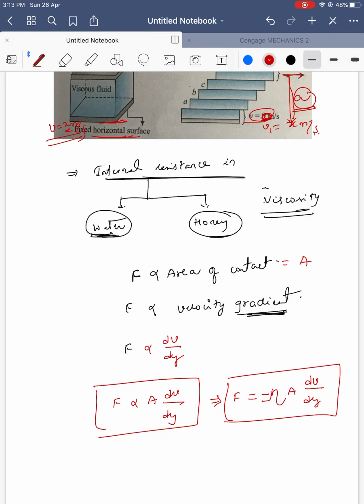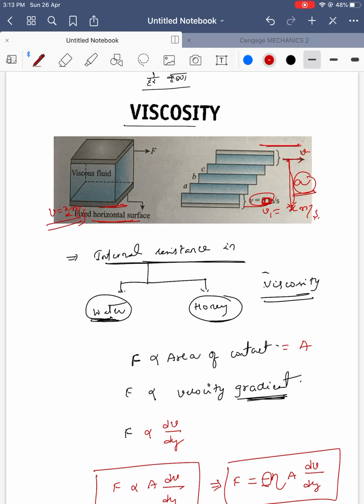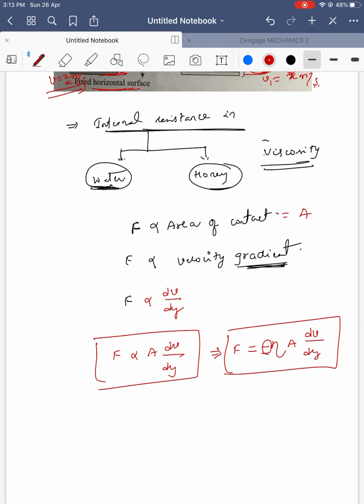Remember, why has the minus sign come? Velocity is in which direction? It is in the forward direction, but the force will act in the backward direction. So to indicate the direction of force, the minus symbol is given here. And nu is nothing but the coefficient of viscosity.